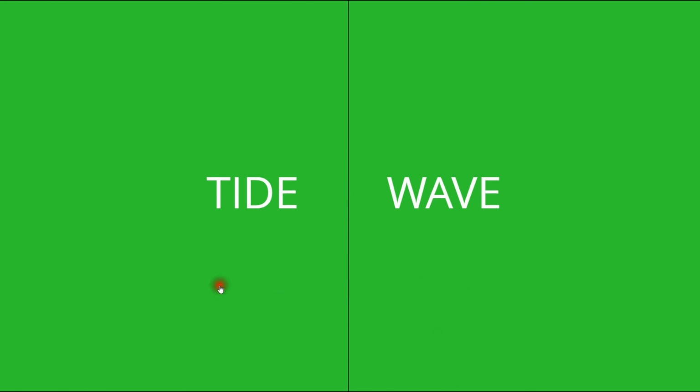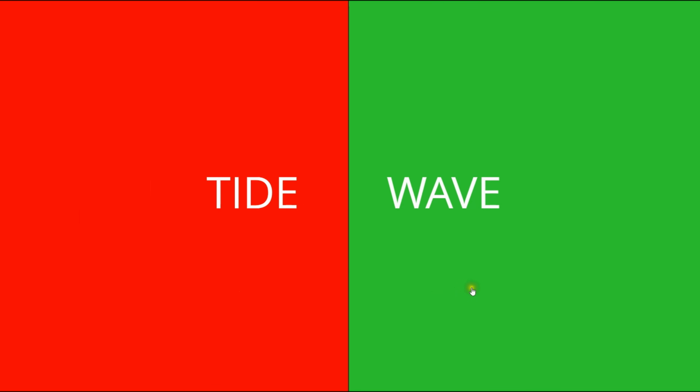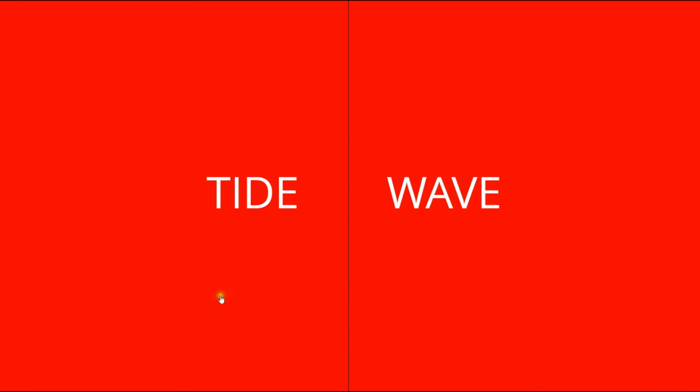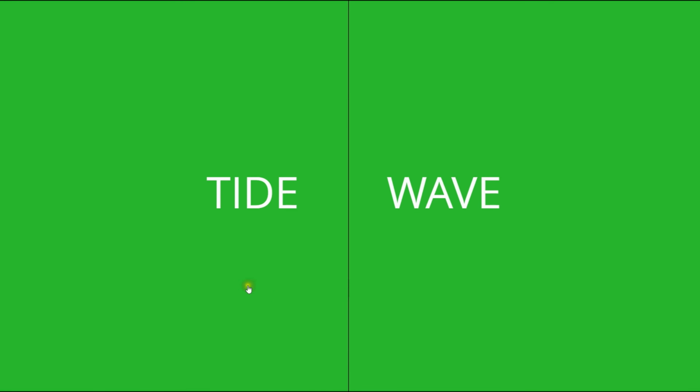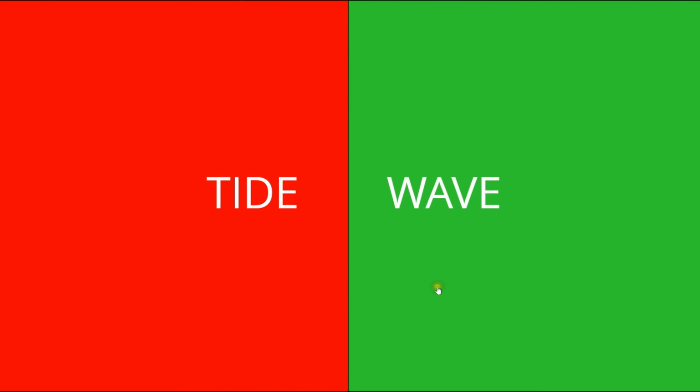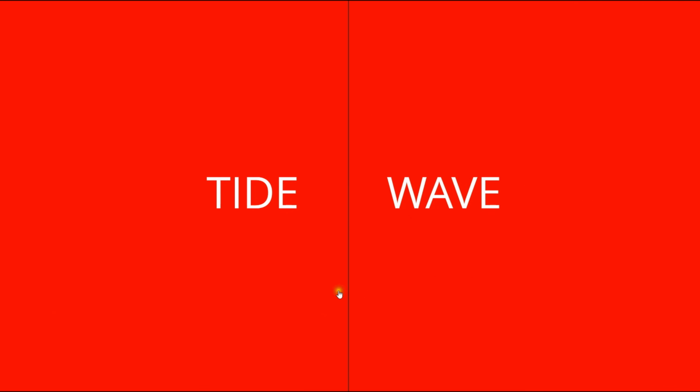Adjusting the Tide Wave Visualizer is simple. With just a click of your mouse, you can align the visualizer to match the direction of the tide and wave charts. Click once to turn it green, indicating a bullish direction. Click twice to turn it red, signaling a bearish direction.